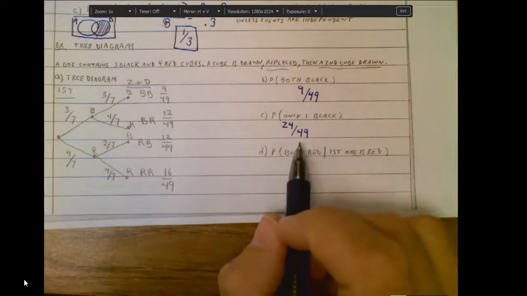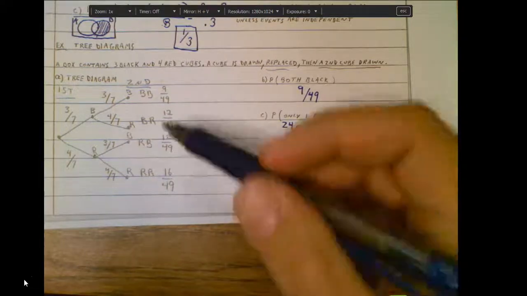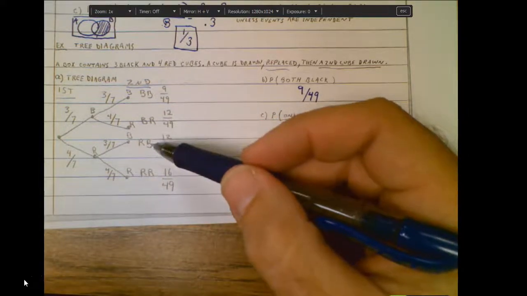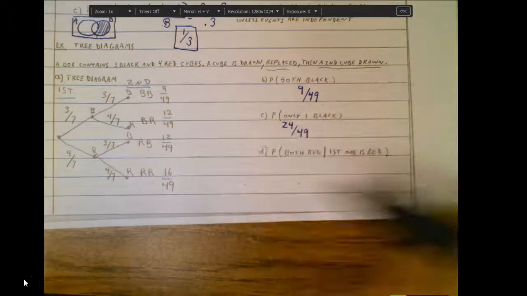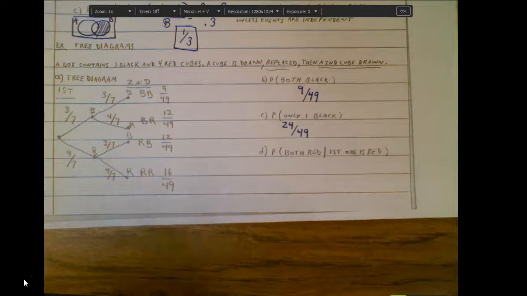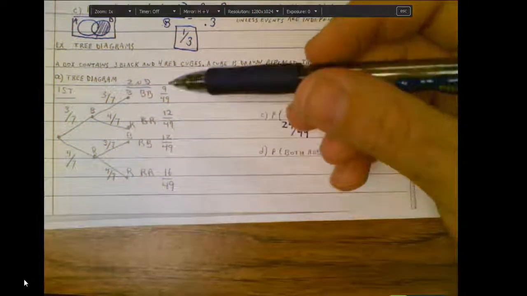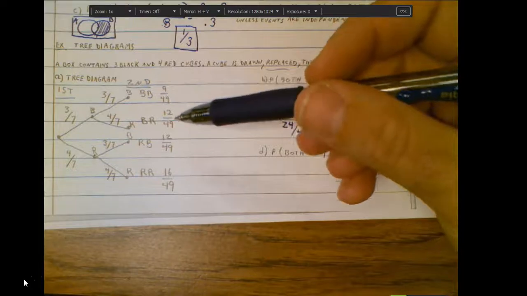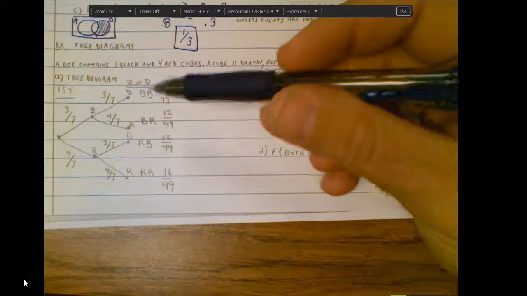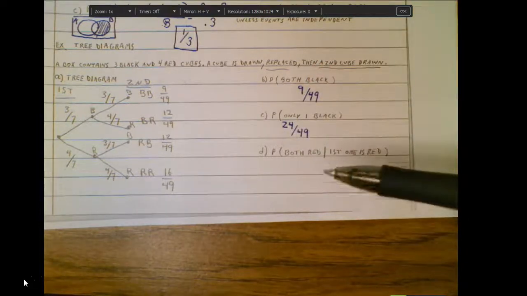So quick side note on this. Remember, this is like our OR scenario. So that means I could get this or this, which is why I'm adding those together. What if it said at least one black cube? If it said at least one black cube, then I would have done this plus this plus this, because all three of those have at least one black cube. Anyway, let's go on to the new one.